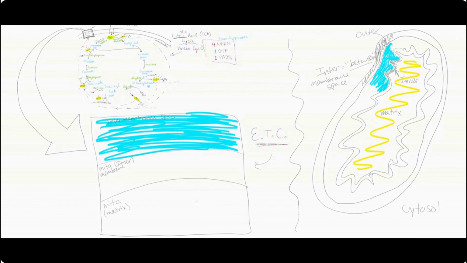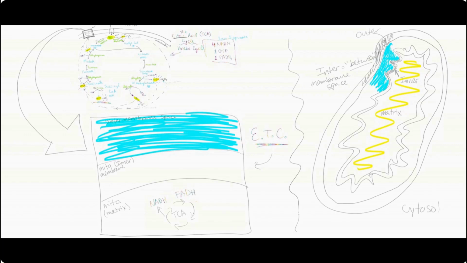So zooming in, we now have, thanks to the TCA cycle, a bunch of goodies to work with to help us produce some energy, right? From the citric acid cycle, we were given several electron carriers, such as NADH and FADH. So those came from the TCA cycle.